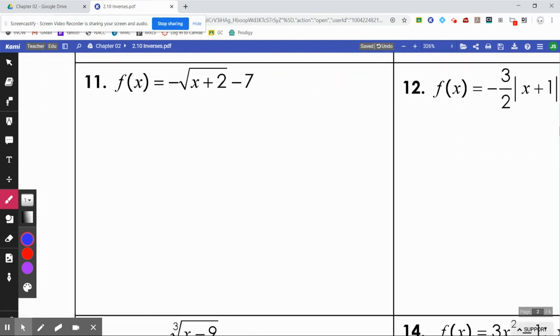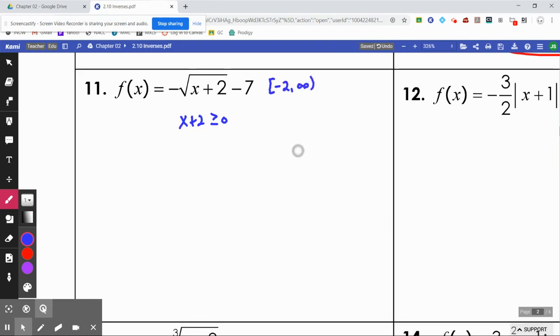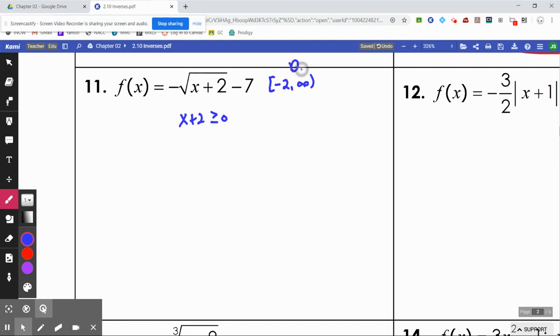Okay, let's look at those domain restrictions to begin with. First off, you can take your x plus 2 and say that it has to be greater than or equal to 0. Solve that, and that means your domain is x is greater than or equal to negative 2. So that means all values from negative 2 to infinity. That's the domain of this function. Now let's go ahead while we're at it, and I want you to find the range of that as well.